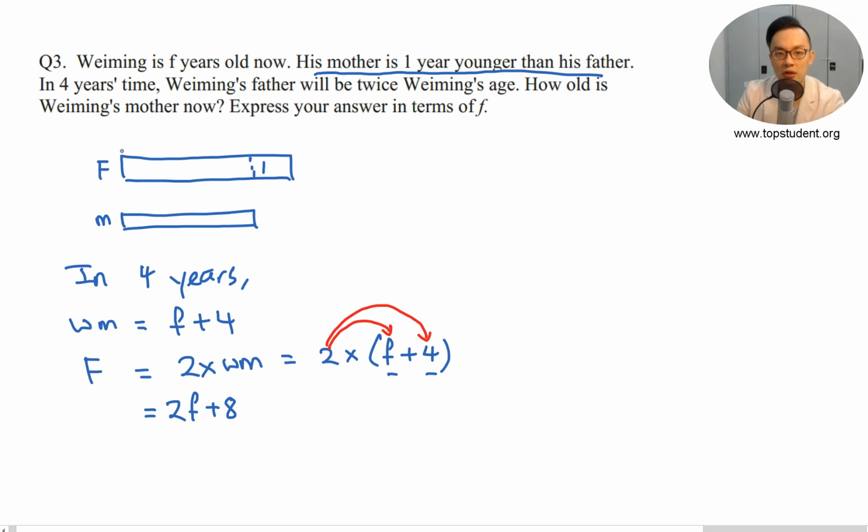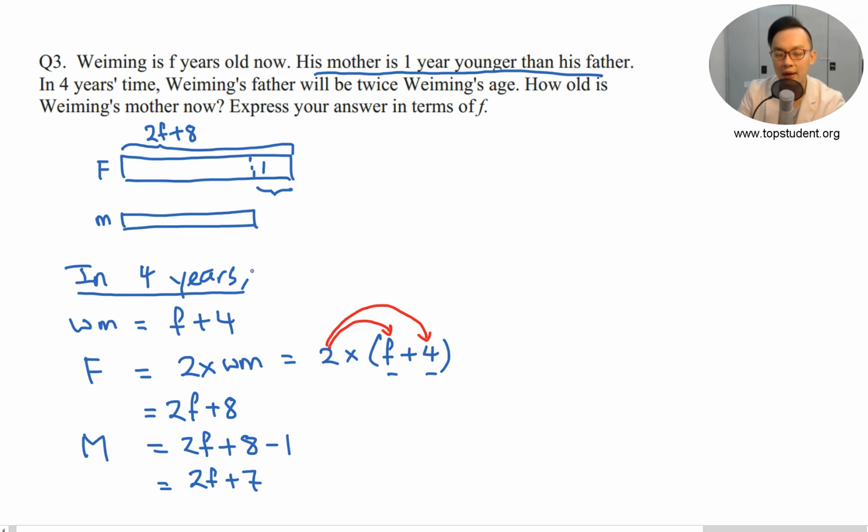So then you can imagine over here, this is 2F plus 8. All right, so Wei Ming's mother, I need to minus 1, right? So 2F plus 8 minus 1. 8 minus 1 is 7, and I have 2F plus 7. So that's Wei Ming's mother in 4 years' time.